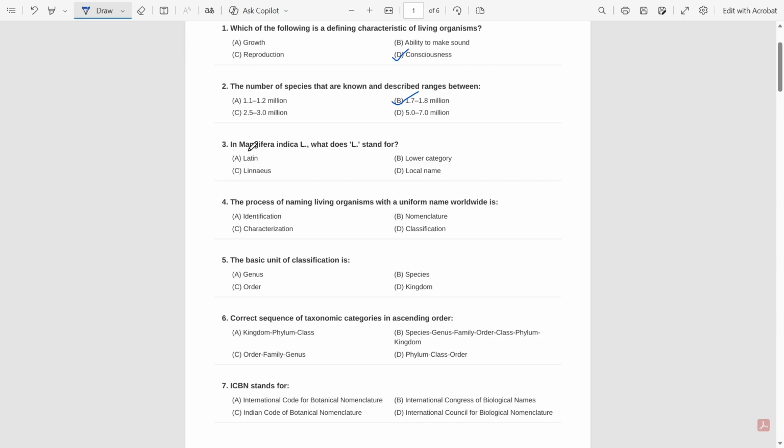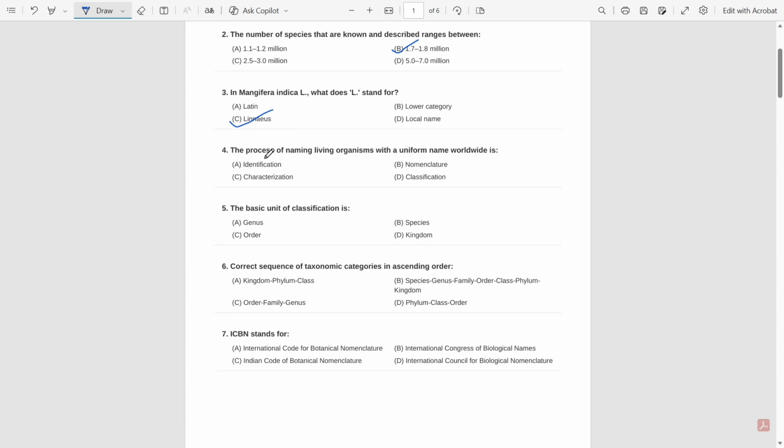In Mangifera indica L., what does L stand for? A. Latin. B. Lower category. C. Linnaeus. D. Local name. The answer is C. Why? It represents the author, Linnaeus, who first named the species.